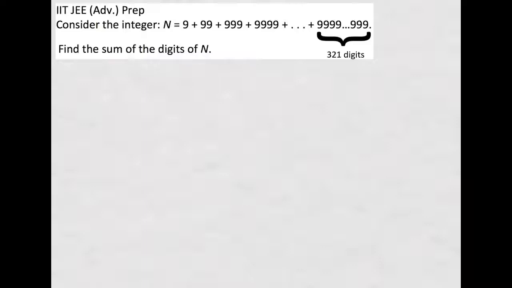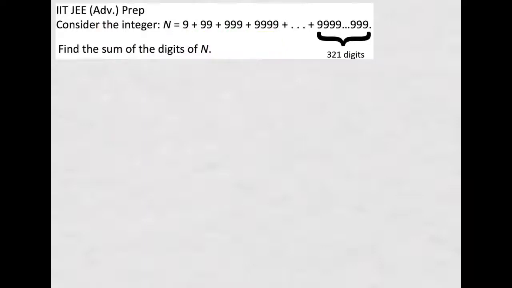Pause the video, give the question a try, and come back when you think you know the answer. Before I go into my own solution, I'm going to give a hint. The hint is, try to think of another way you can write each term in this sequence. So, what's another way you can write 9? What's another way you can write 99? And so on, such that it becomes easier to find the digits of n.